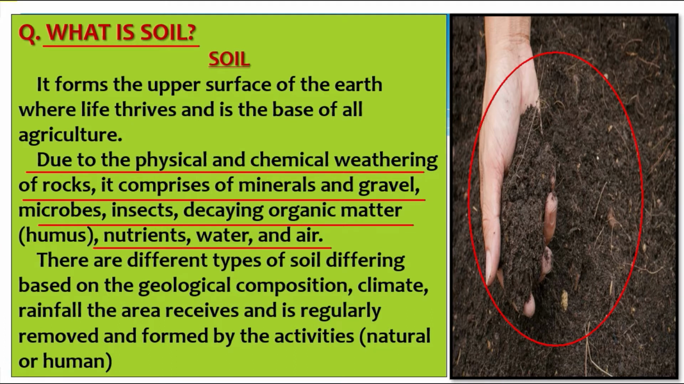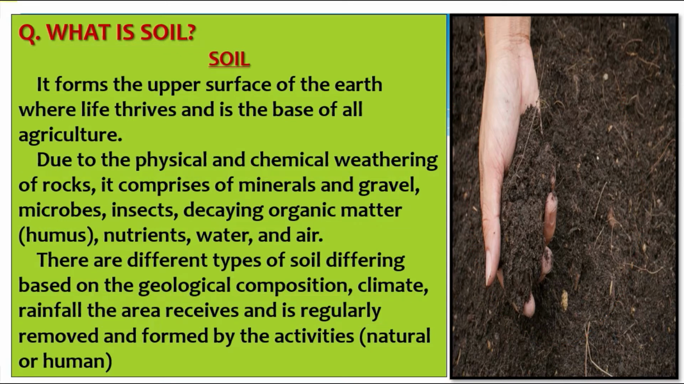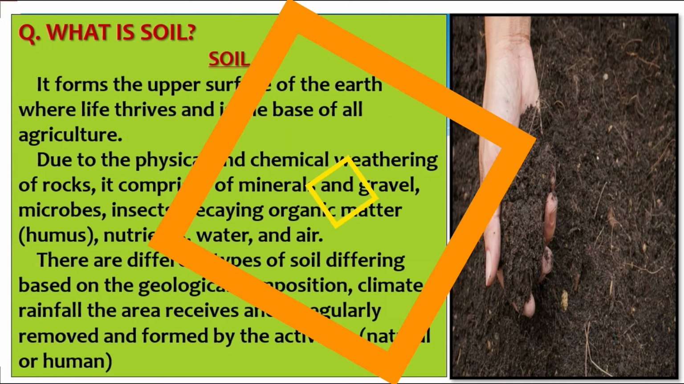And students, the soil that is generally found on earth is divided into different categories on the basis of the geological composition, climate, and rainfall the area receives. And students, this soil is not only formed by the physical and chemical weathering of rocks, it is sometimes also regularly removed or formed by the activities of humans as well.